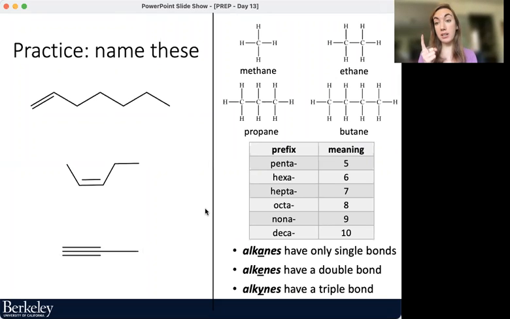So the first thing we're going to do is count the number of carbons. So this molecule has 1, 2, 3, 4, 5, 6, 7 carbons. And so our relevant prefix is hepta. It has a double bond, so it's going to be an alkene. So it's going to be heptene. Its double bond is on the first carbon, so it's called 1-heptene. Questions on this?